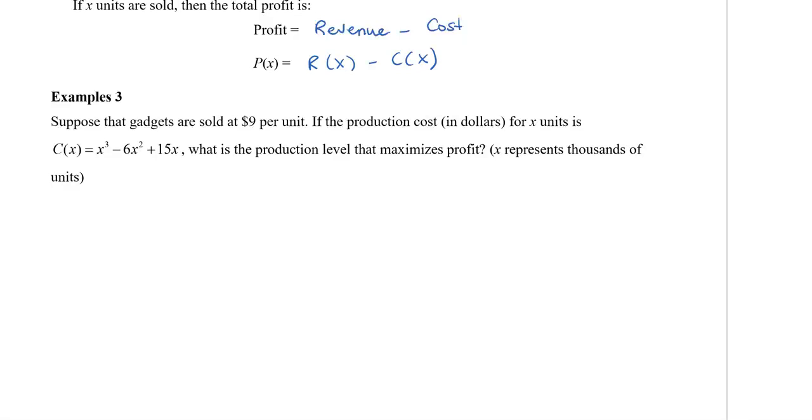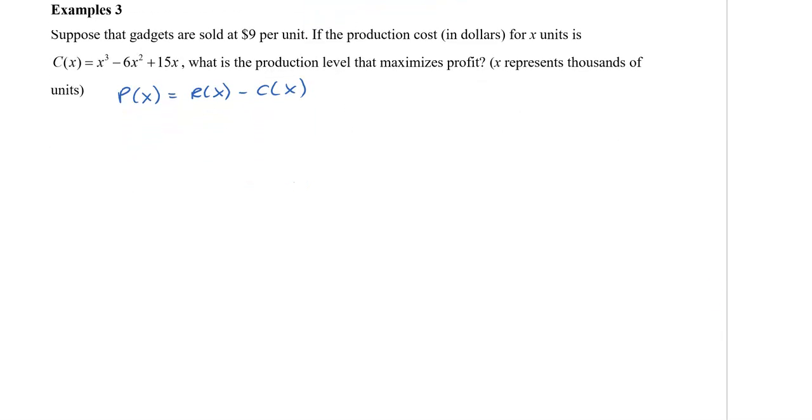So suppose that gadgets are sold at $9 per unit, and the production cost in dollars for x units is given by this expression here, C of x. So the question is, what is the production level that maximizes profits? So meaning, how much should I produce so that I will get a maximum amount of money? In this example, x represents thousands of units. So we know that P of x is equal to R of x minus C of x.